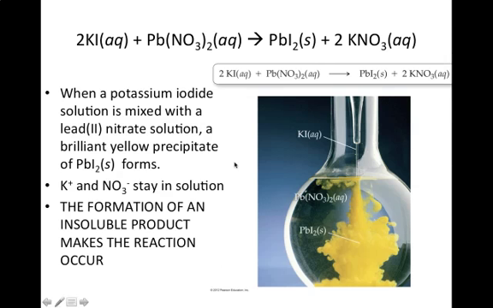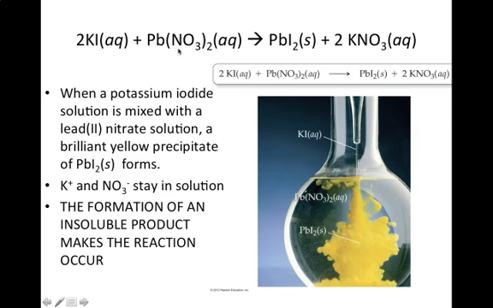Let's look at a reaction where a precipitate is formed. If we have potassium iodide and lead nitrate, here we have potassium iodide going into a solution of lead nitrate, and we see this beautiful yellow precipitate forming. So what we have here is lead iodide forming, and we have aqueous lead nitrate.